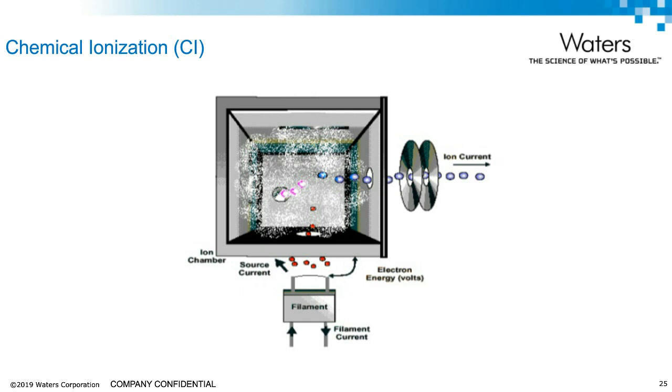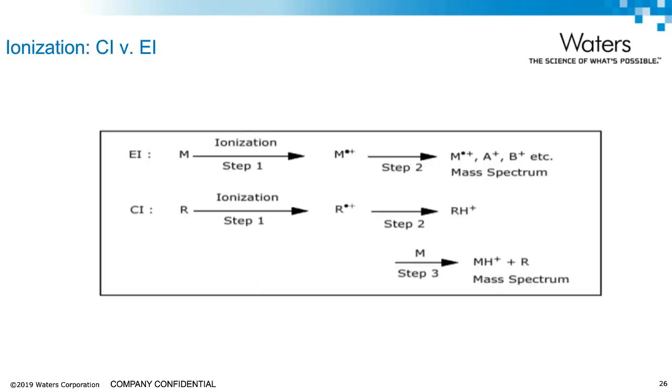Here is a comparison of the steps in the ionization process for EI and CI. In CI, you can see the reagent gas R is ionized as a first step. This reagent gas then interacts with the molecule of interest to form M plus H plus in CI, rather than the radical cation M plus dot as seen in EI.